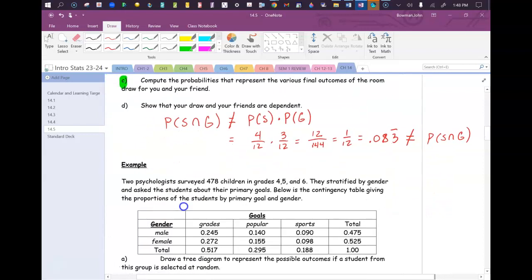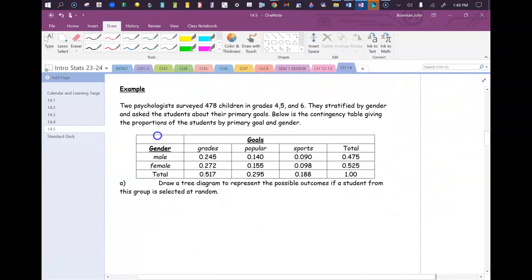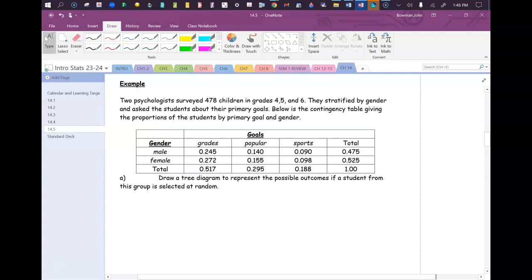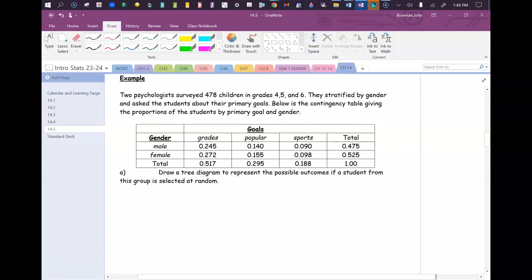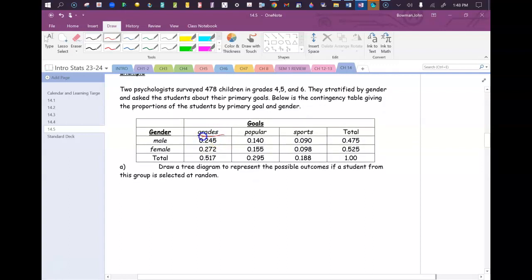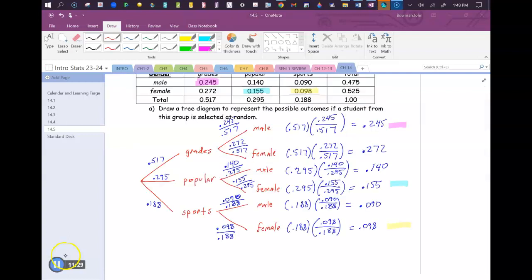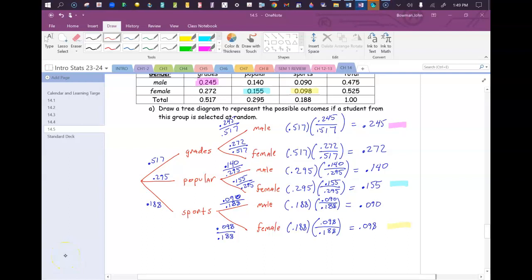If you wanted to do that with conditional probabilities, you could as well. So here's what I'd like you to do. I'd like you to pause this video and do question A, and we're going to start with the first branch of the tree diagram being the goals. So draw me a tree diagram, label it, put the probabilities on there, and then unpause the video and take a look at it.